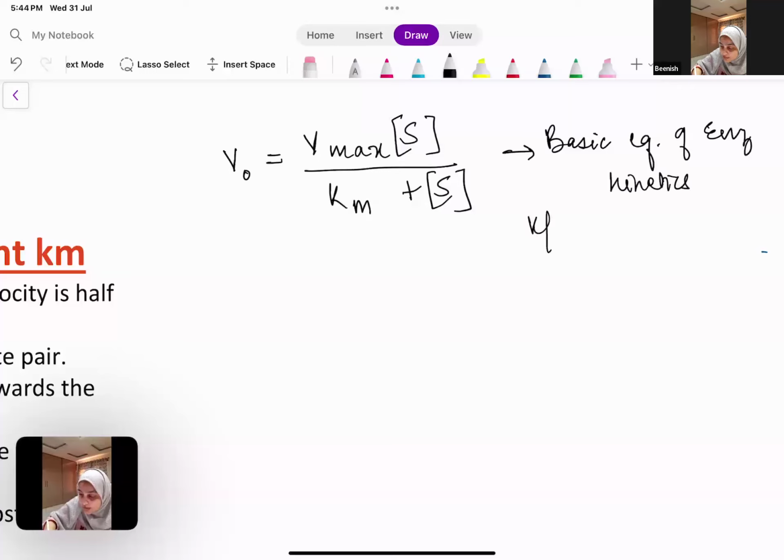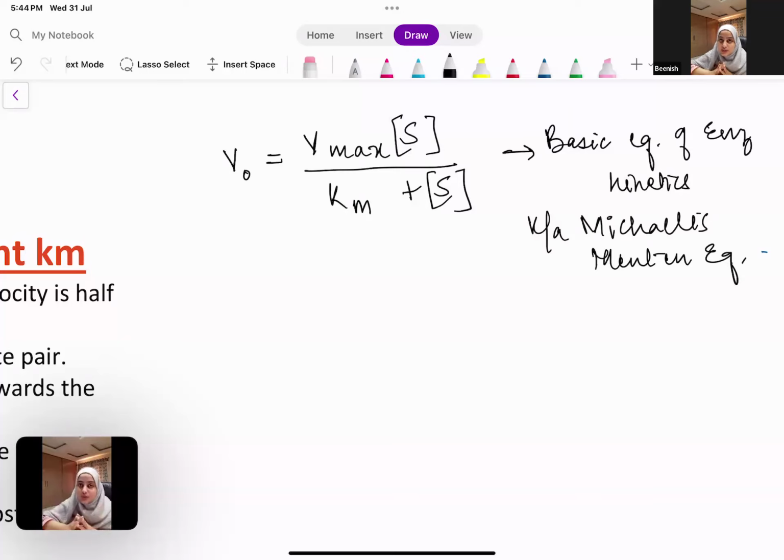Which is known as Michaelis-Menten equation. Now, how this equation has been derived, you don't have to go into the chemistry and mathematics of all that. Just know that this is the basic equation of enzyme kinetics. It has been derived using a lot of assumptions, and this is known as the Michaelis-Menten equation.